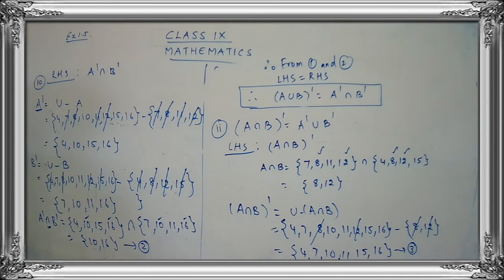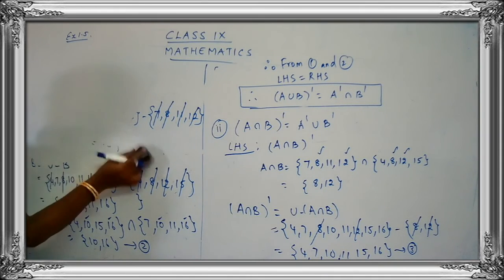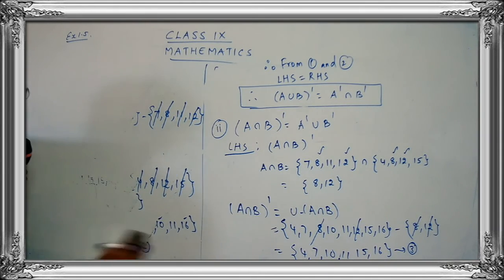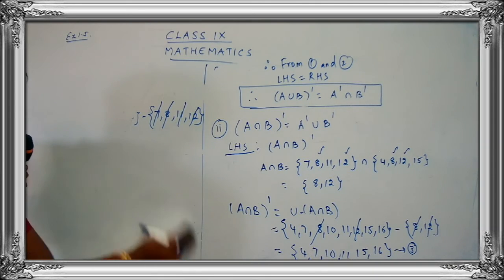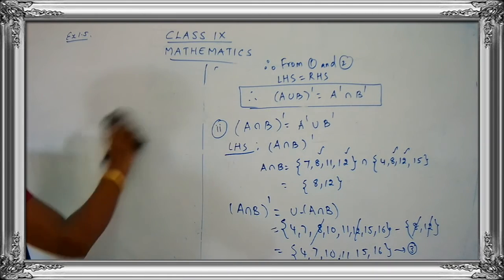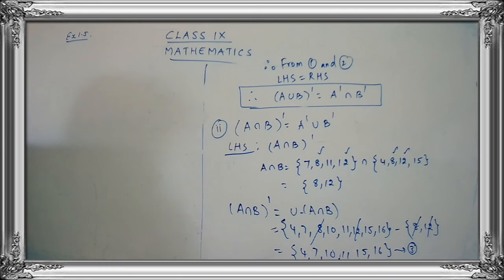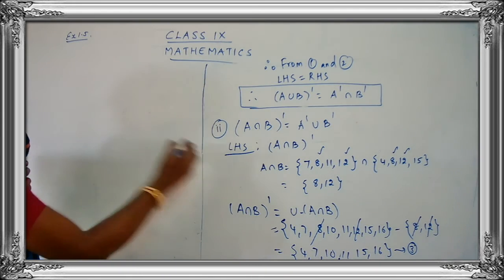Have you completed, children? Okay. Now let's go for the RHS part. Write neatly. You have to just write one below the other. This type of questions are all 5-mark questions, so be careful. Okay, I'll be continuing with the RHS part here.